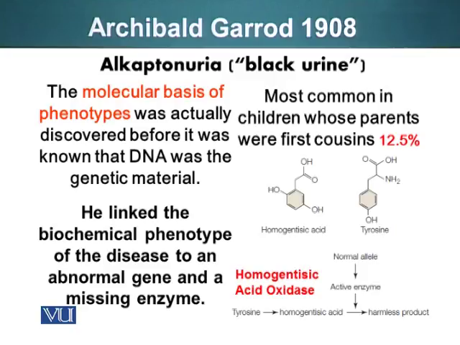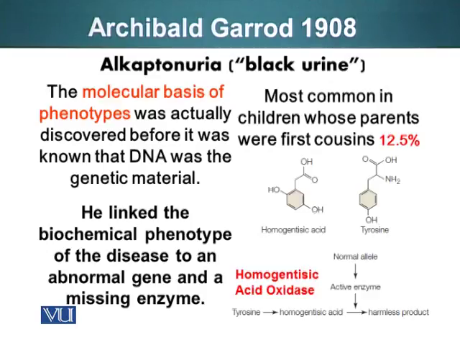He noticed a higher prevalence among children of consanguineous marriage, or marriage between two cousins or close relatives. These children had a higher rate of suffering from this particular disorder. So he collected urine samples and blood samples, and discovered that these people were missing a particular enzyme, a protein. The name of that protein is homogentisic acid oxidase.